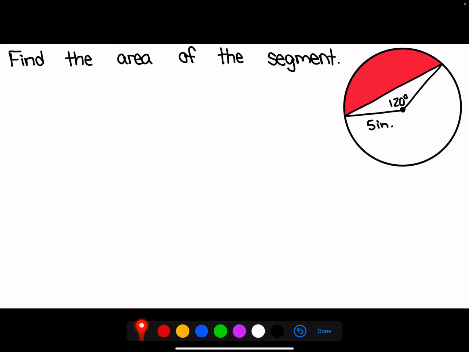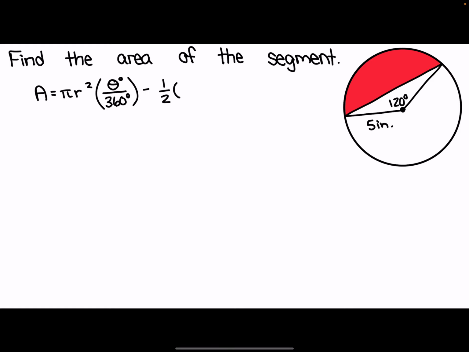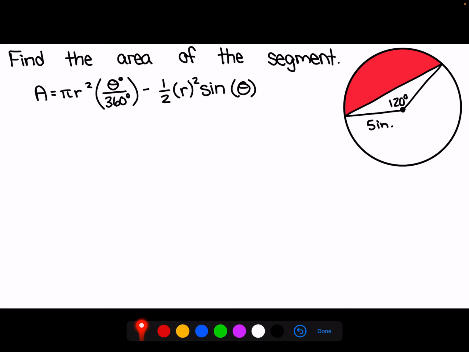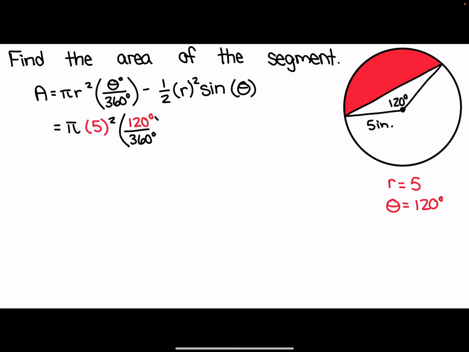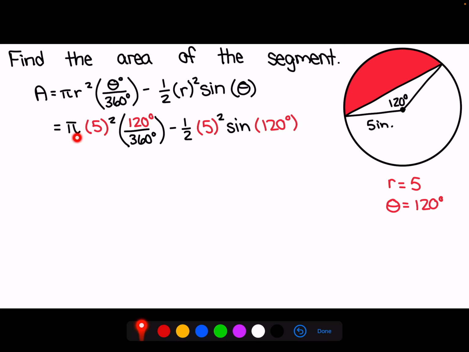Next up, we want to find the area of this segment. And in this picture, we can very clearly see that we had this full sector, and then I'm just taking out this triangle from it. So let's go ahead and use our area formula. Area is equal to pi r squared times theta over 360 minus 1/2 r squared sine of theta. In this case, radius r is 5. Theta is 120 degrees. Plugging in those values, we have 25 pi times 1/3 minus 12.5 times radical 3 over 2.